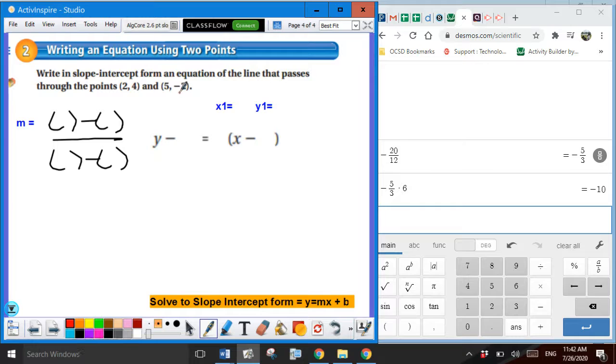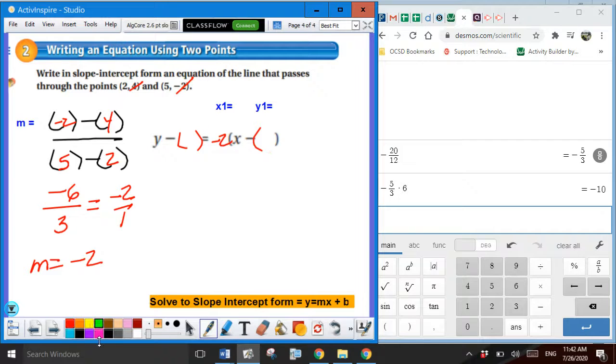All right, let's see how you did. I'm going to start with negative 2. There's my 4. Then move to my 5 and my 2. So I have a negative 6 over 3, which is going to give me a negative 2 over 1. So my slope is negative 2. So that's going to go here. I'm going to throw in my extra parentheses. And x1 is 2, y1 is 4. So I have a 4 and I have a 2.